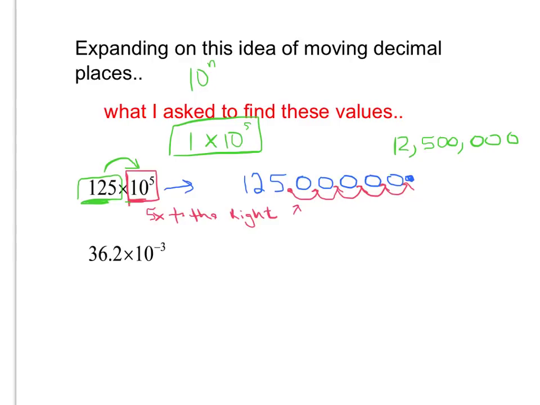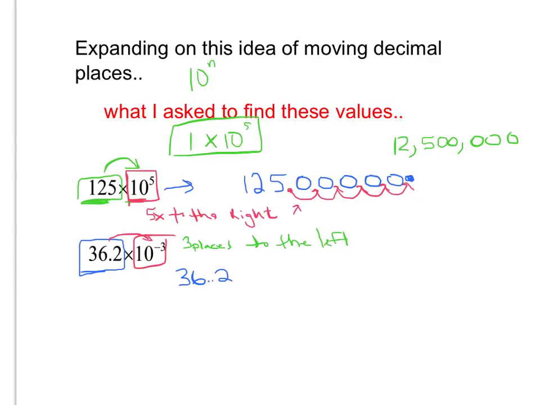The bottom example here is the same thing, but now we're going to look at the negative exponent. This is telling me I want to start with the number 36.2, and I want to move the decimal place. By now you should tell me this is 3 places to the left because it's negative.